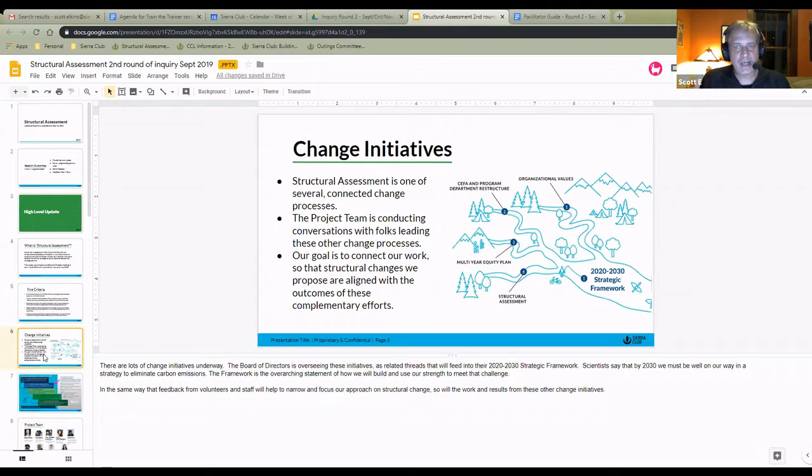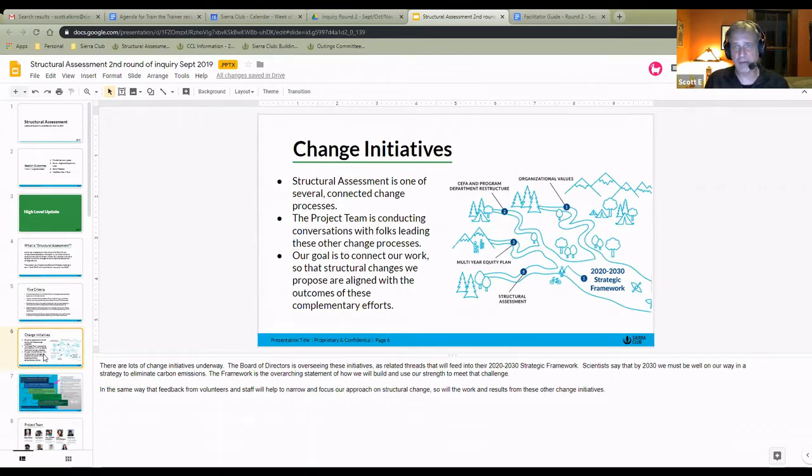So the next slide is about other change initiatives. As chapter chairs and as leaders in your group and chapter, I know you're probably all painfully conscious of the amount of change that's happening in the Sierra Club. This is not a piece that's just sitting out there spinning on its own. All of these major change initiatives are connected together, and this graphic is a way to illustrate that.